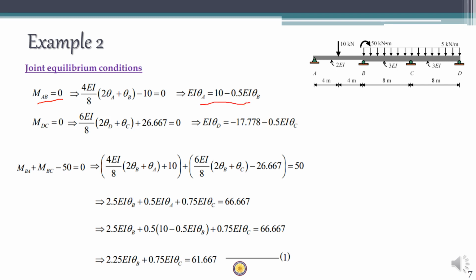The next joint equilibrium condition we are going to use is at the outermost support, the last support D. This is also an outermost simple support, which means that the moment is going to be 0 at that point also, which means that MDC is going to be 0. From the previous slope deflection equation you can write what MDC is, and once we solve that, we have a relationship between theta D and theta C.